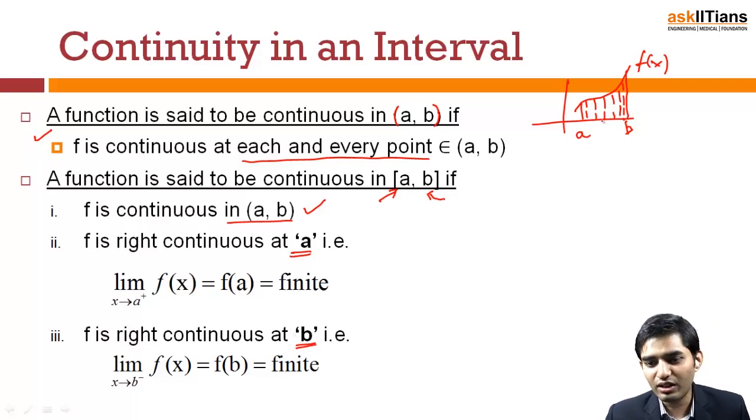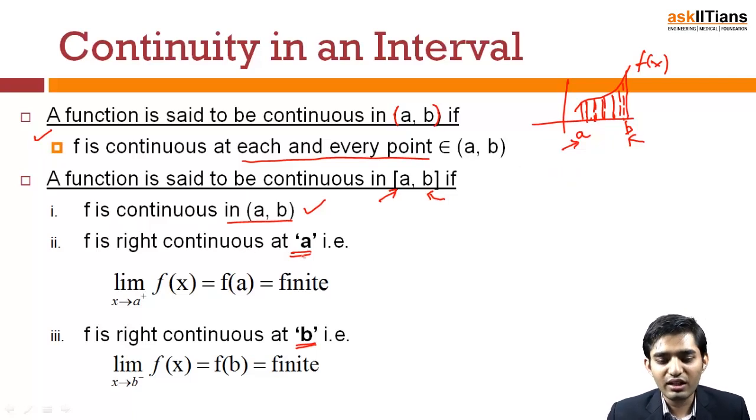It should be continuous in between, right? In between all these points. Between a and b, whatever the number of points, there the function should be continuous. Along with that, it should be continuous at x equal to a also, and it should be continuous at x equal to b also, right? Now, how will we check the continuity at the endpoints?